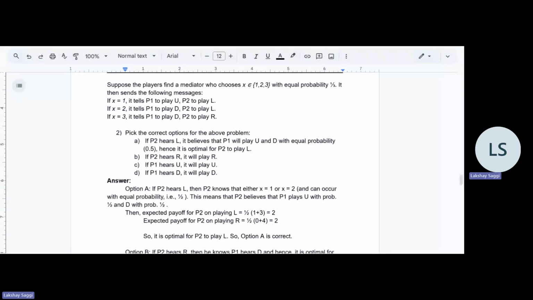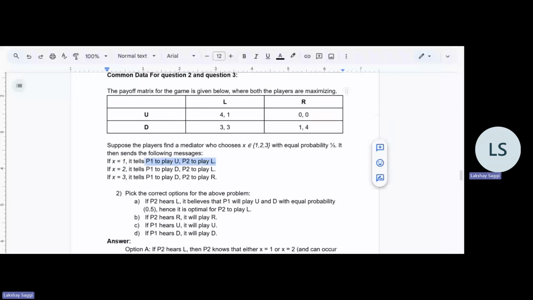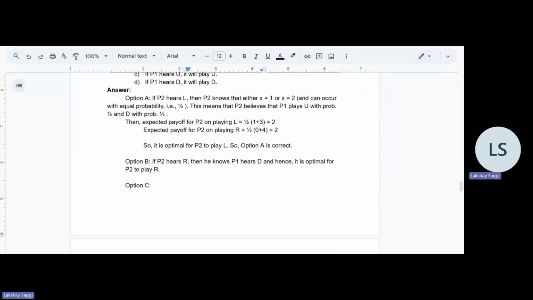So let's see, if P1 hears U, then this is the only way in which P1 hears U. This means that P1 knows that P2 will hear L. So if P2 is playing L, then what's the best thing for P1 to play between D and U? On playing D, he gets a pair of 3, here he gets a pair of 4. So P1 will indeed be playing U because a pair of 4 is more. So if P1 is being told to play U, then he will play U.